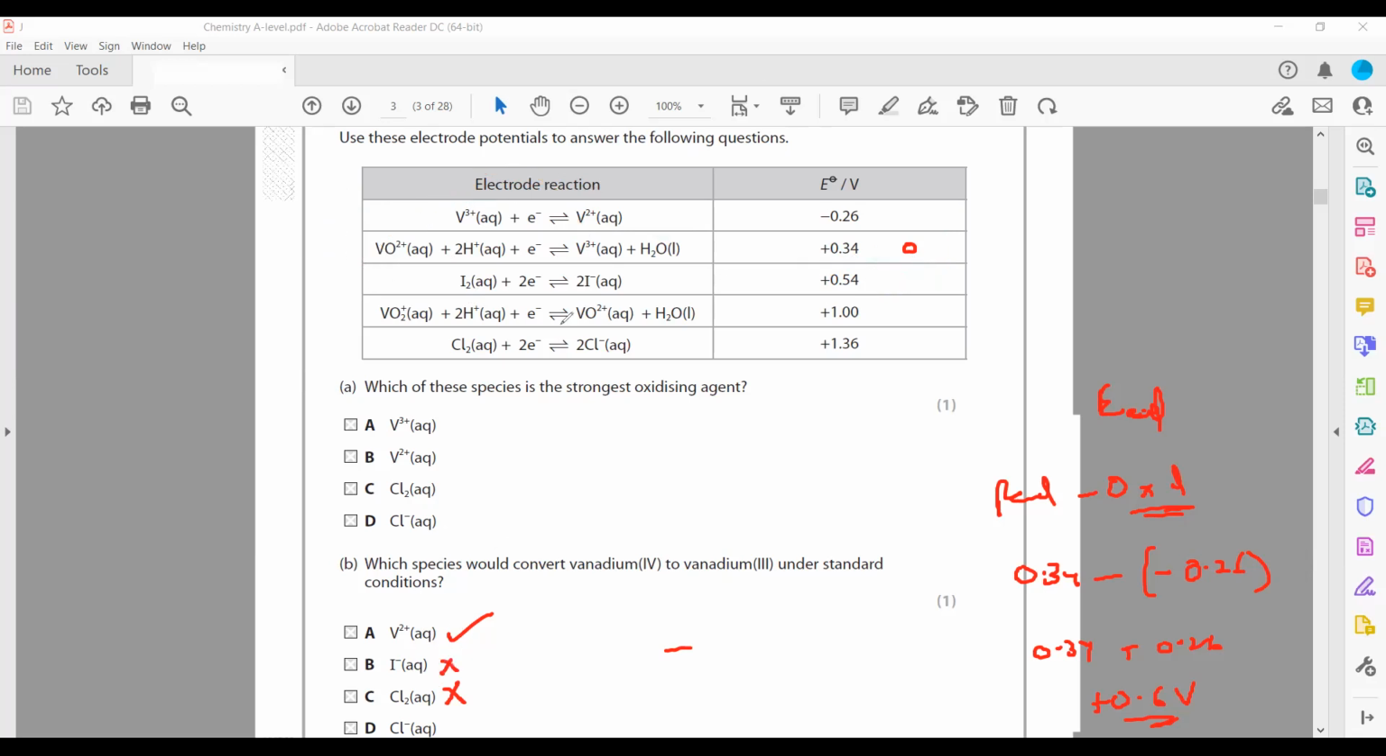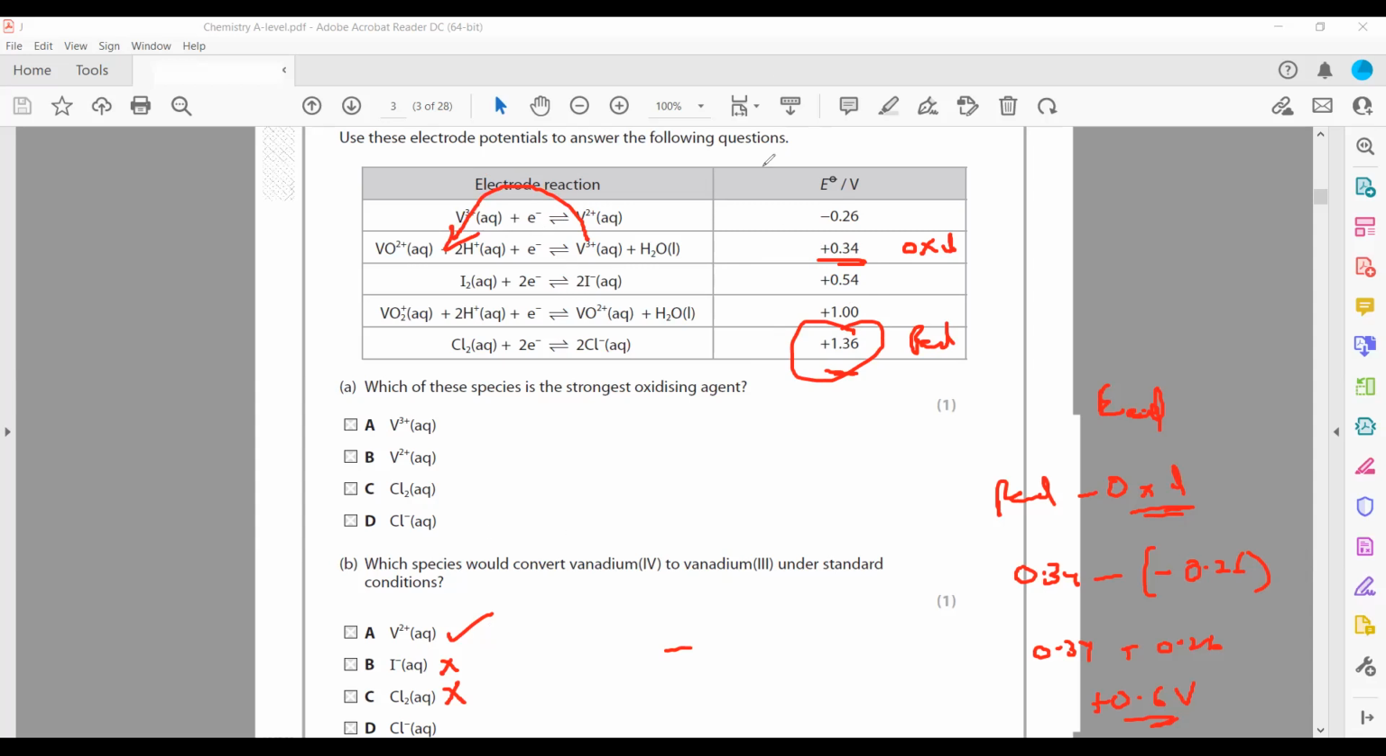What about chlorine? When we checked with chlorine, as you can see, 1.36 and 0.34, again this one has the higher voltage. So for this one reduction happens, so the other will be oxidized. Oxidized means the reverse will be possible, because we always have reduction potentials. So 3 can convert into 4, but 4 cannot convert into 3.